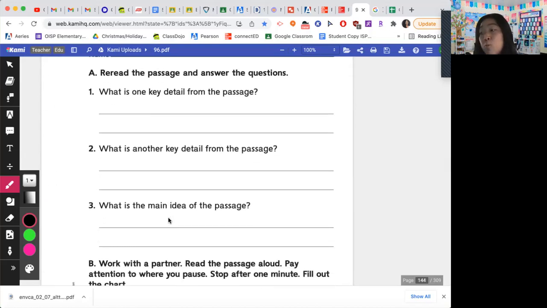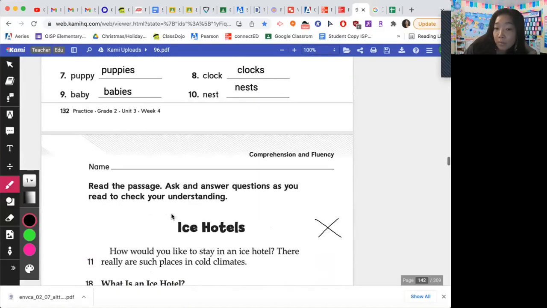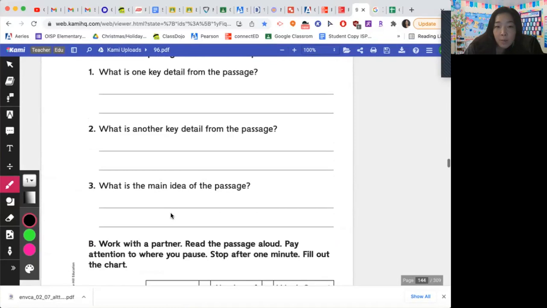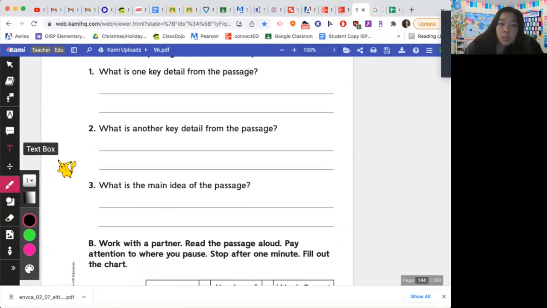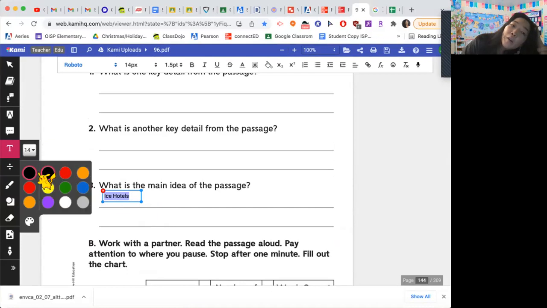All right, what is one key detail from the passage? What is another key detail? And then what is the main idea? So what was this whole story about? It was about ice hotels. That was the main idea of the passage. It was telling you all about ice hotels. If you want to be more specific, you can say what ice hotels are, how they're made, and how people stay in them.